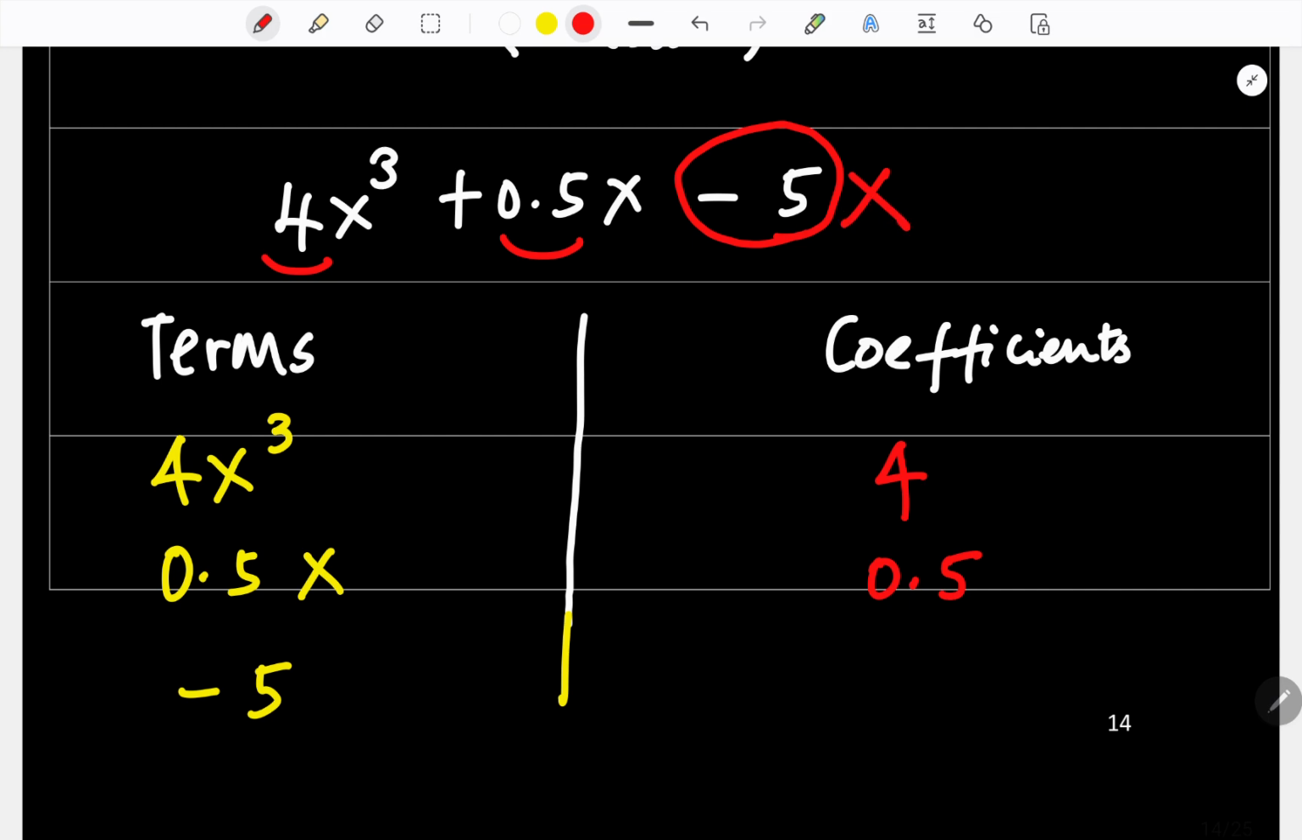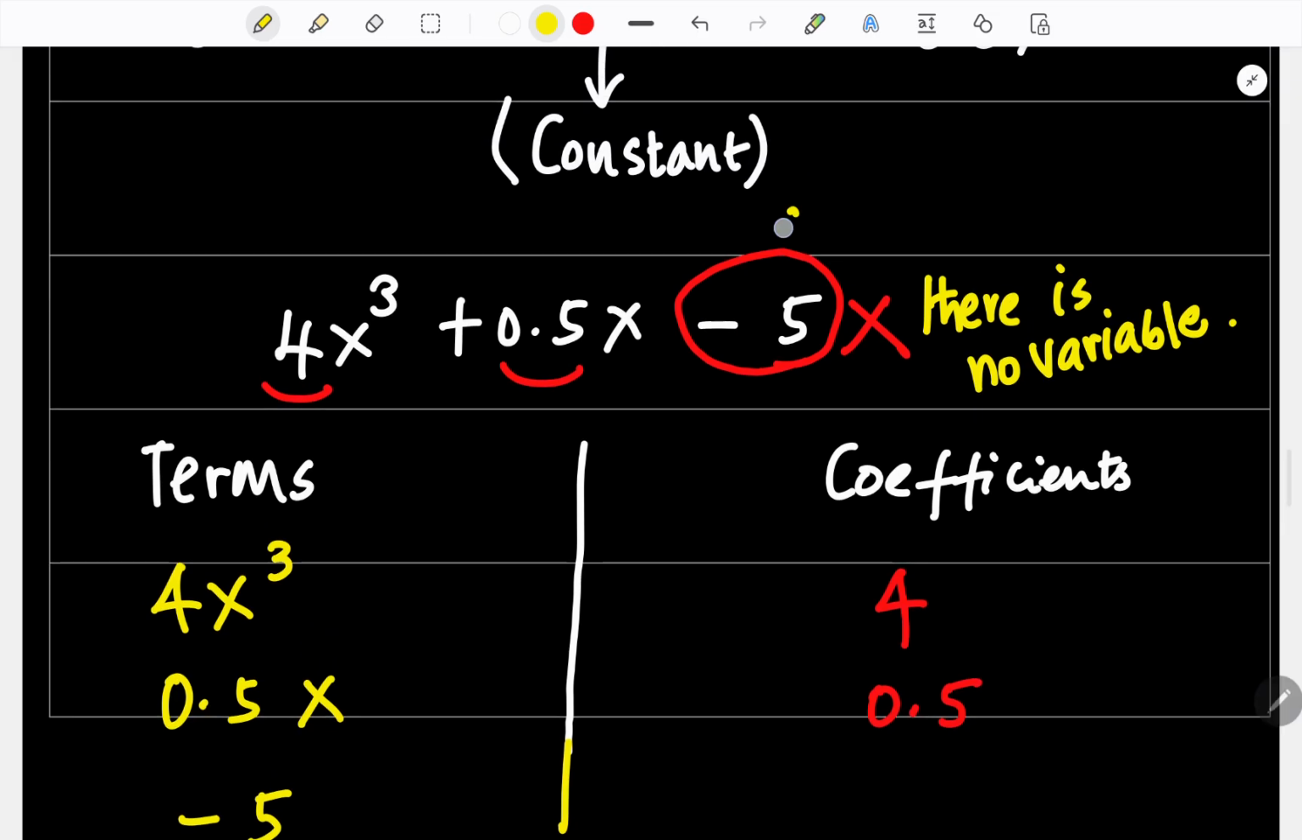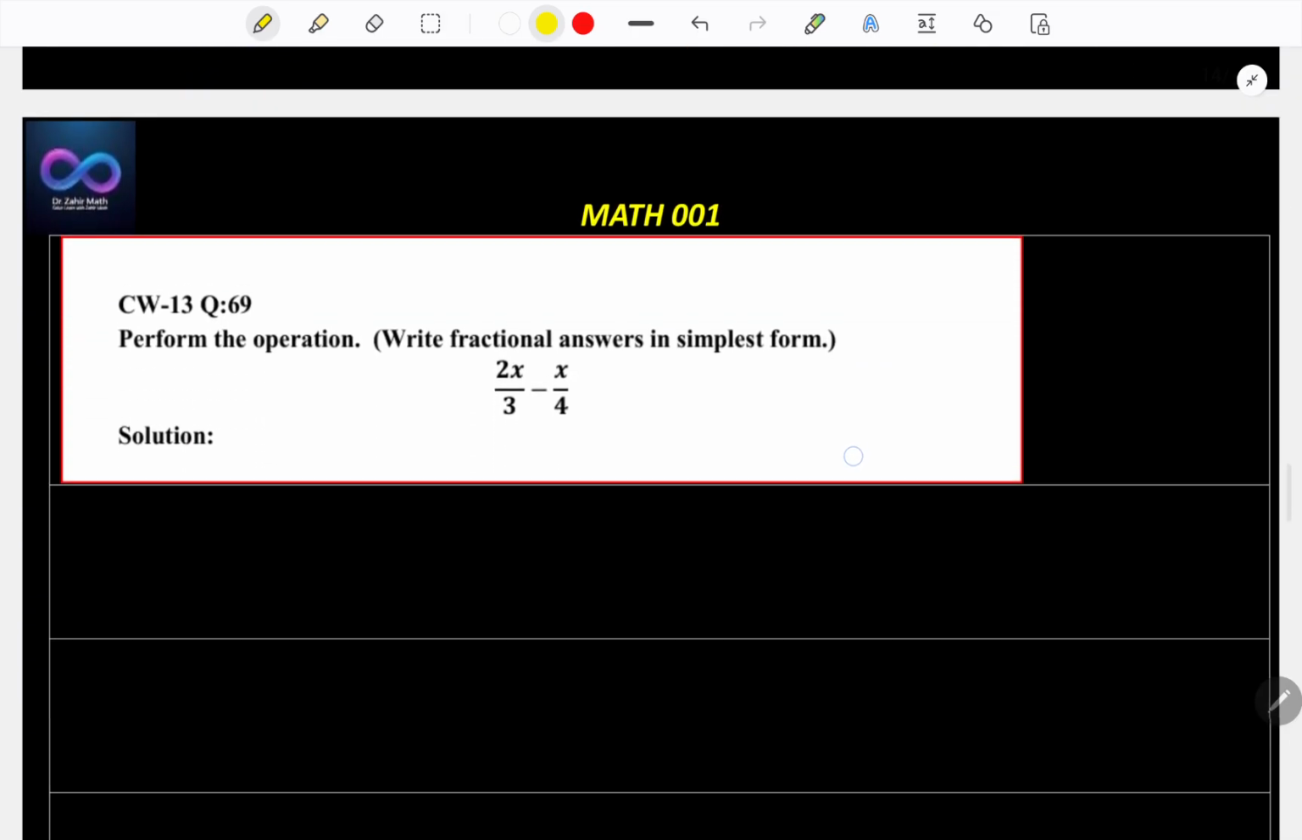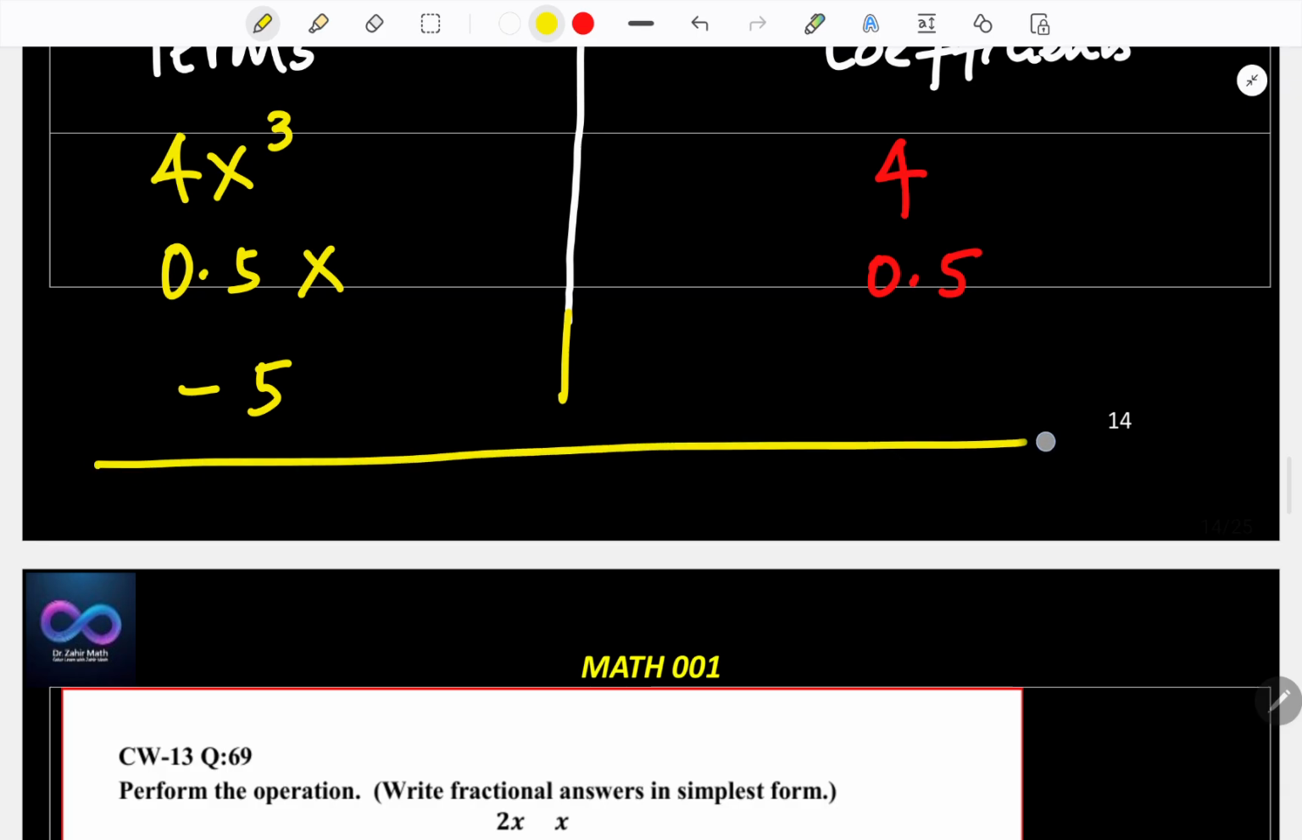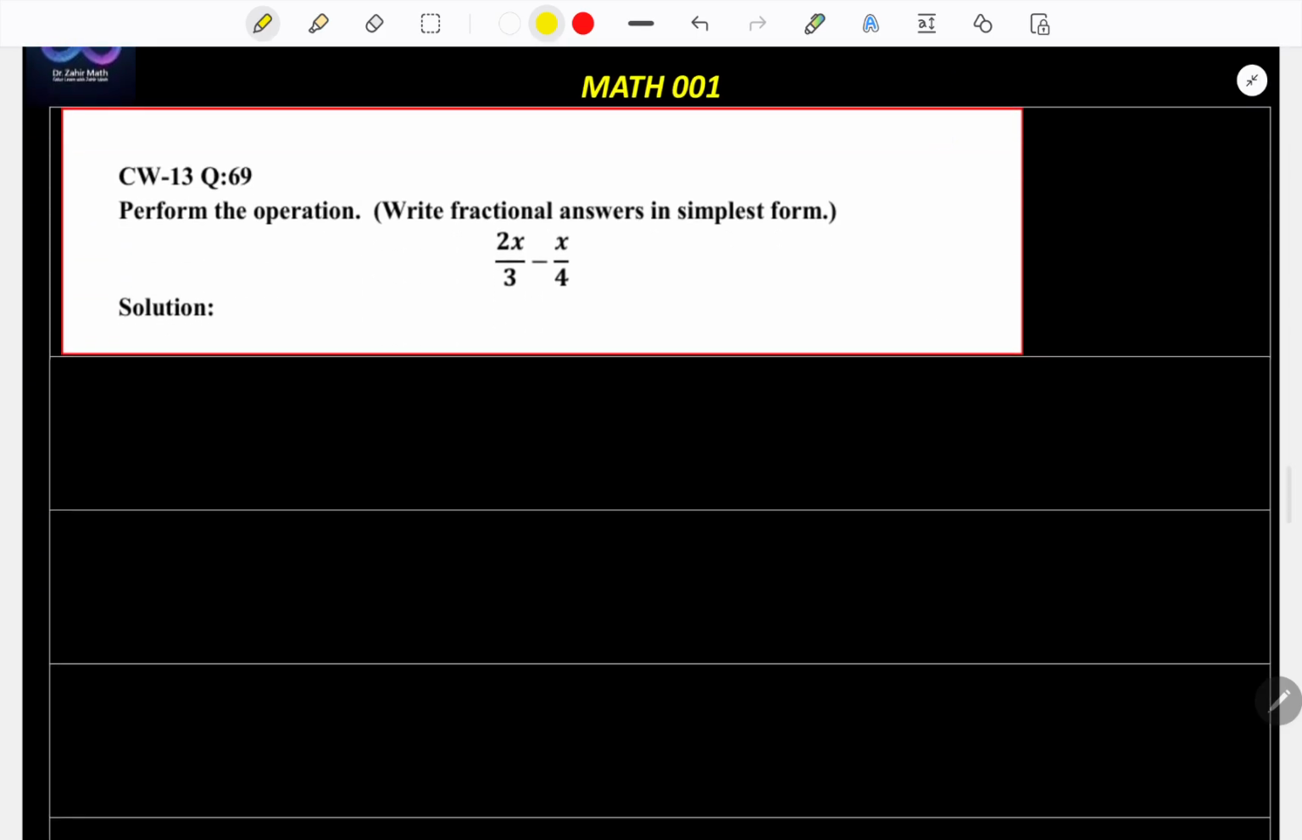Is this a coefficient? No, this is not a coefficient, because there is no variable. Variable means x, so there is no variable x. So it is called a constant term. So this finishes your question. Let's go to the last question.